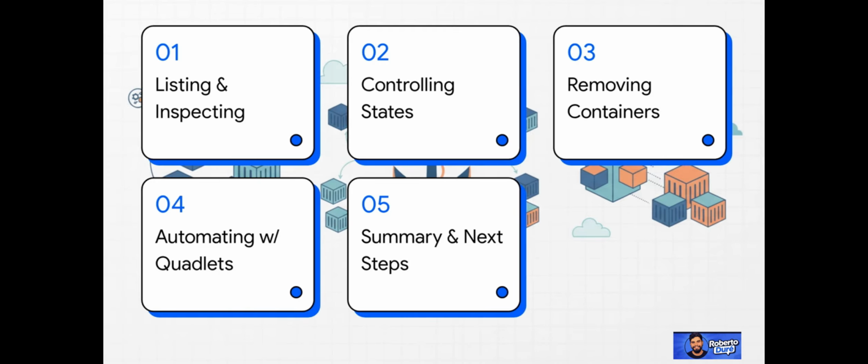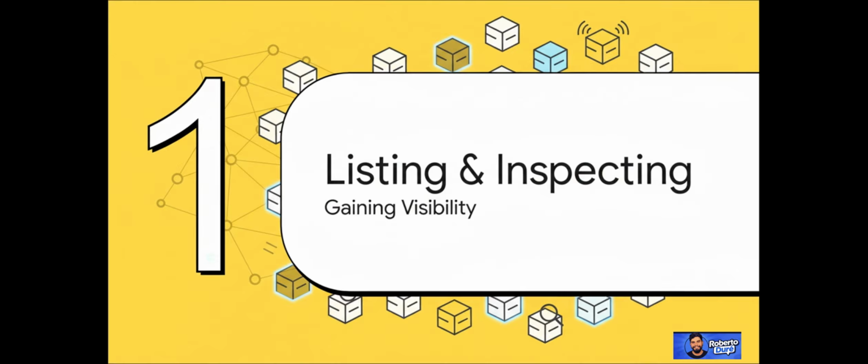And we're going to tackle this step by step. First up, we'll learn how to list and inspect our containers to see exactly what's going on. Then, we'll get into actually controlling them: stopping, starting, and pausing. After that, we'll cover how to clean up properly to keep your system nice and tidy. And finally, we'll unlock some real automation power with Quadlets. Let's get started.